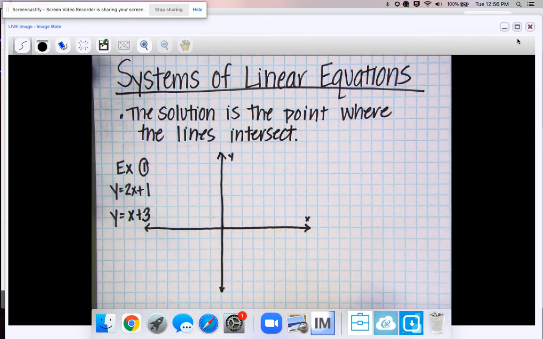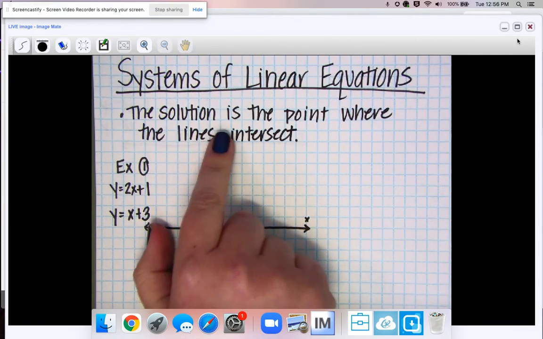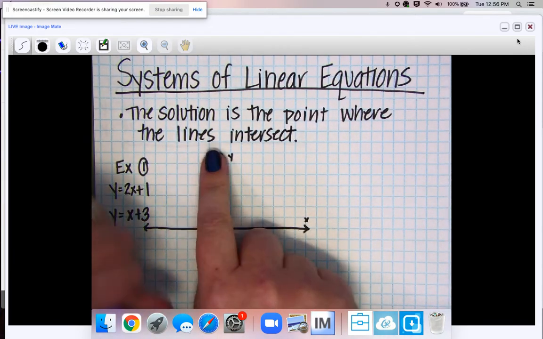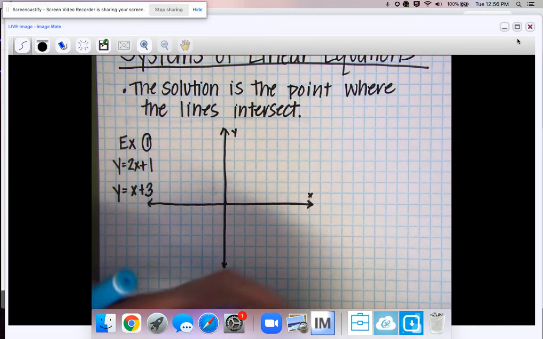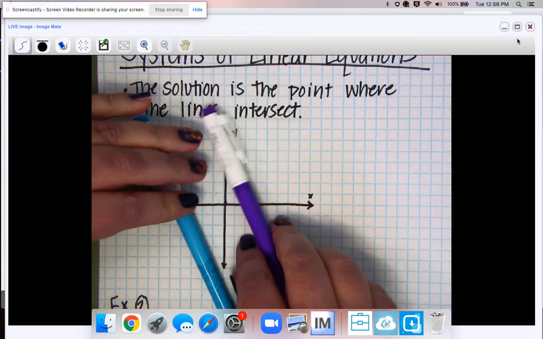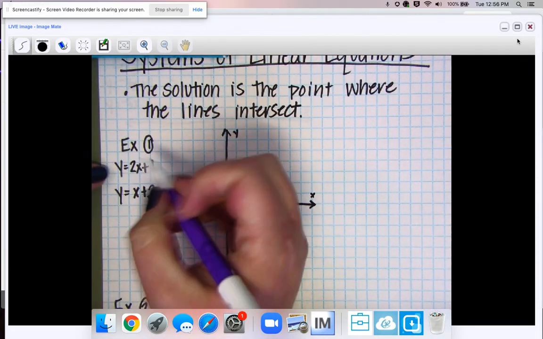And to solve those, we are going to look at the strategy of graphing. So the solution of a system is the point where these lines intersect. And so your first step is to graph the lines. I like to use different colors, so I'm going to use purple and blue. The first one I'm going to do is purple.